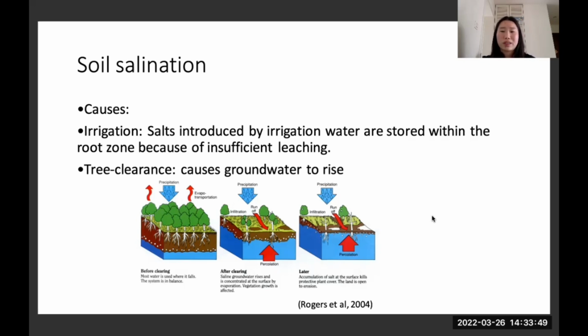The second cause is tree clearance. As you can see from the graphic, when the precipitation comes, deep roots of the trees absorb water, evapotranspiration is low, and the water table is also low. Hence, the salty groundwater is kept under the ground. However, after clearing, no more deep-rooted vegetation absorbs the precipitation, so it infiltrates the soil. Percolation is the process of water moving down through the soil under gravitational force. Since fewer trees absorb the water underground, the water table moves up.